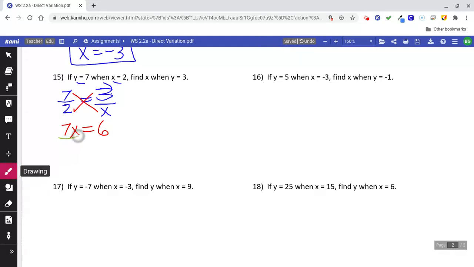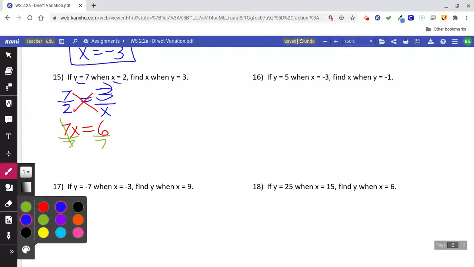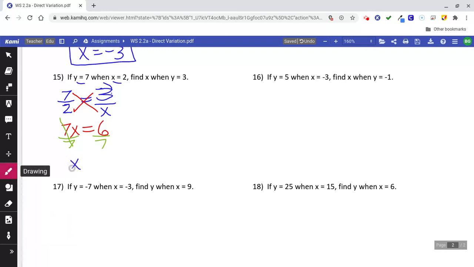If you want to ISO the x, you're going to have to divide by 7. That cancels out the 7. And it gives you a fraction, but so what? Big deal. Deal with it. We've got a fraction. X equals 6 over 7.